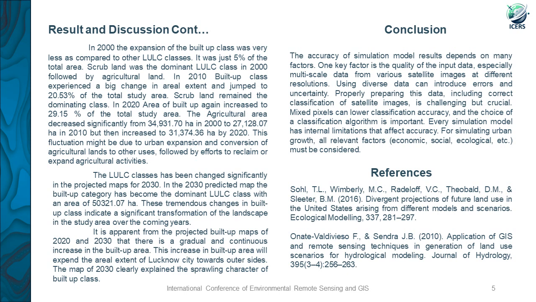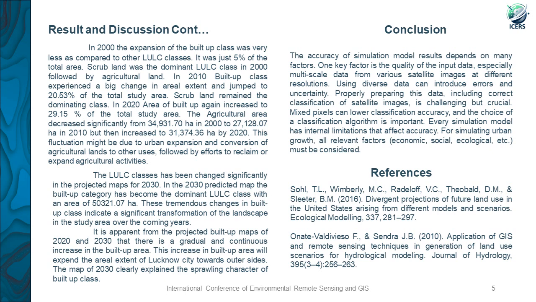The LULC classes have changed significantly in the projected map of 2030. In the 2030 predicted map, the built-up category has become the dominant LULC class with an area of 50,321.07 hectares. These tremendous changes in the built-up class indicate a significant transformation of the landscape in the study area over the coming years. It is apparent from the projected built-up maps of 2020 and 2030 that there is a gradual and continuous increase in the built-up area. This increase in the built-up area will expand the areal extent of Lucknow city towards outer sites. The map of 2030 clearly explains the sprawling character of the built-up class.